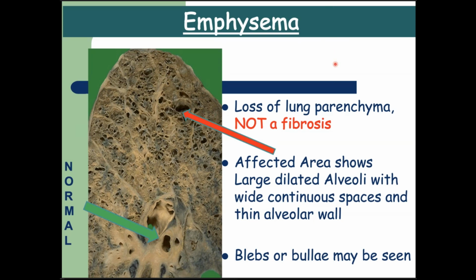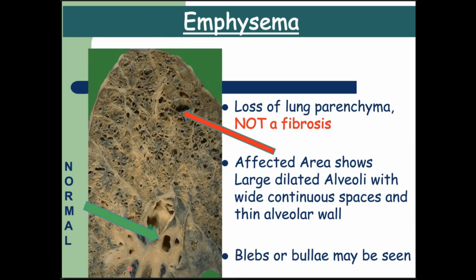Okay, this is the gross picture of emphysema. You see there's destruction of lung parenchyma. All these alveolar walls are destroyed. You see again spaces, but they are smaller spaces as compared to bronchiectasis. Here you can see they are larger, but overall, as compared to bronchiectasis, they are small.